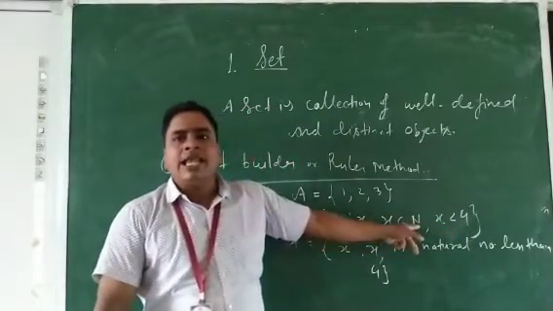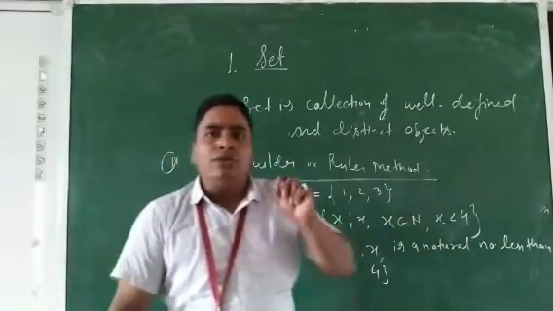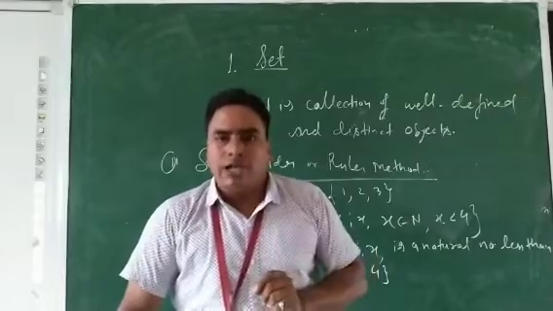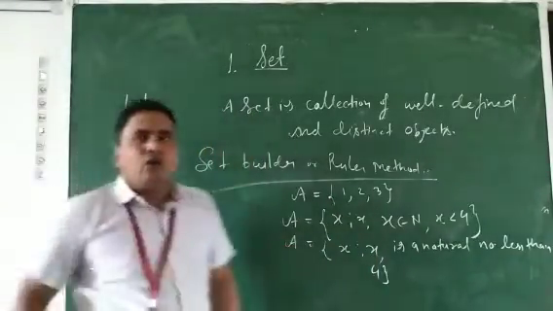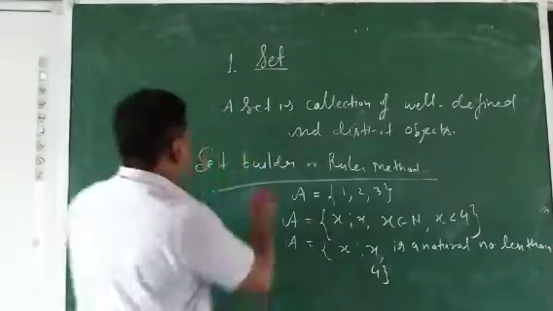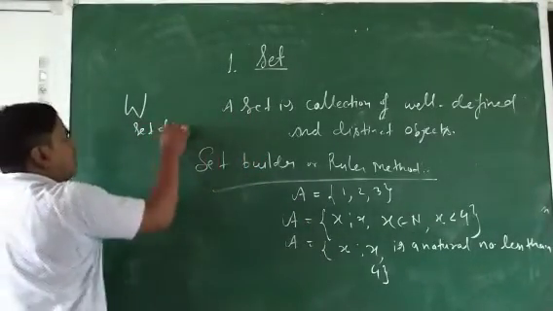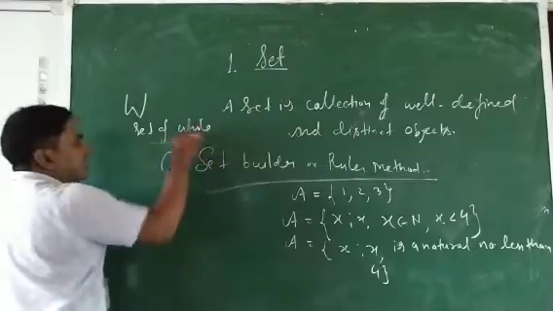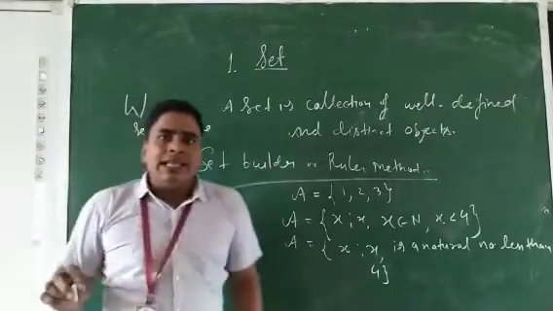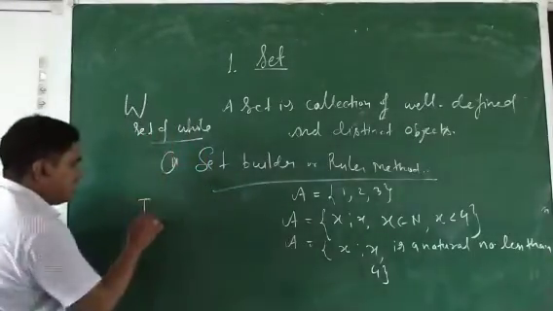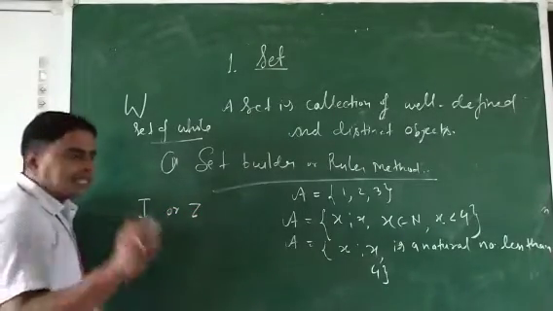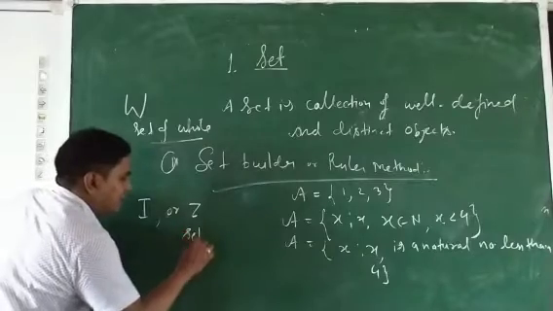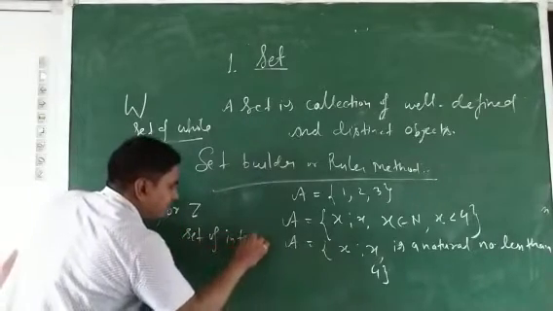And we use capital N to represent the set of natural numbers. Same as we use capital W to represent the set of whole numbers. Same as we use letter I or Z to represent the set of integers.